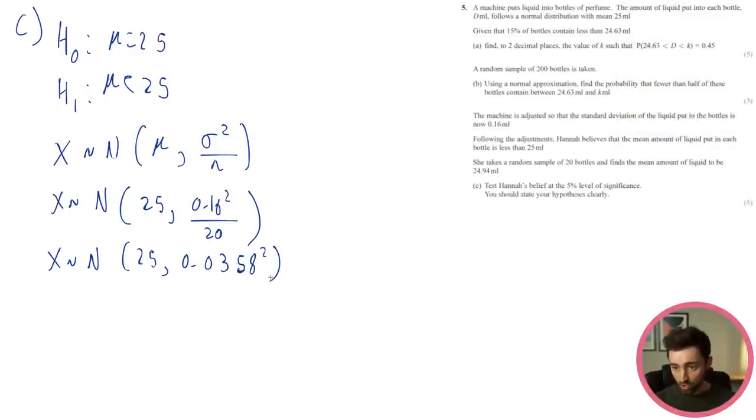Okay, what do we now do, right? What we now need to do is use the significance level to get a critical region, and then we can say, okay, are we in or out?